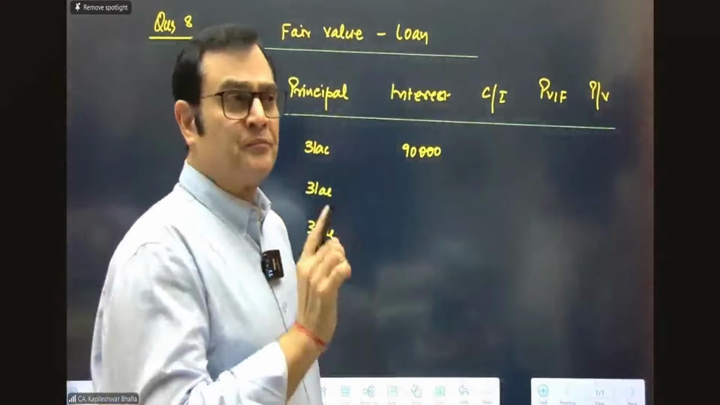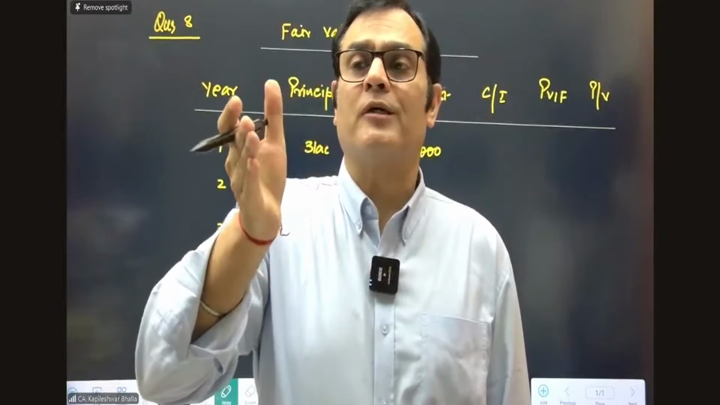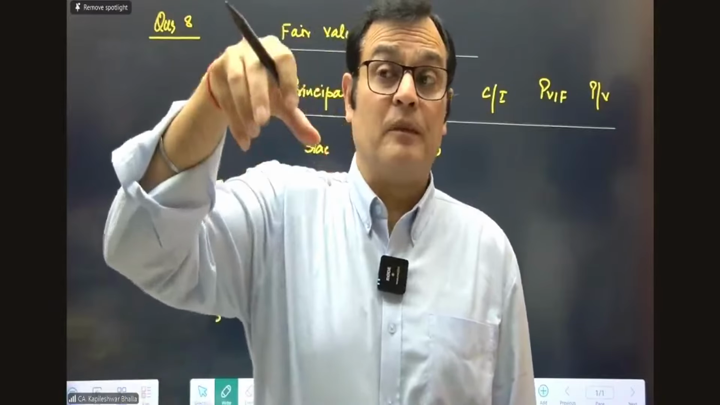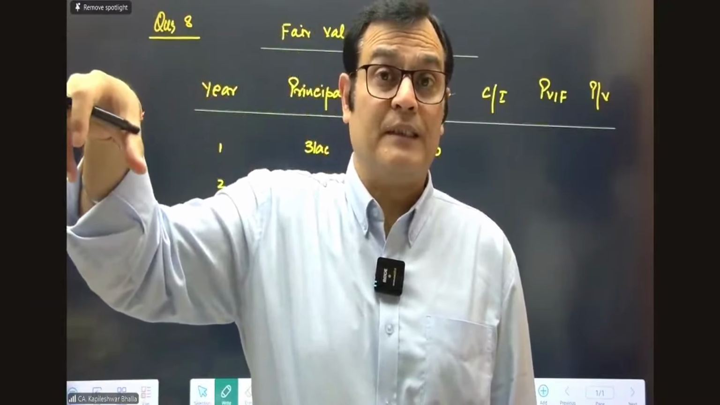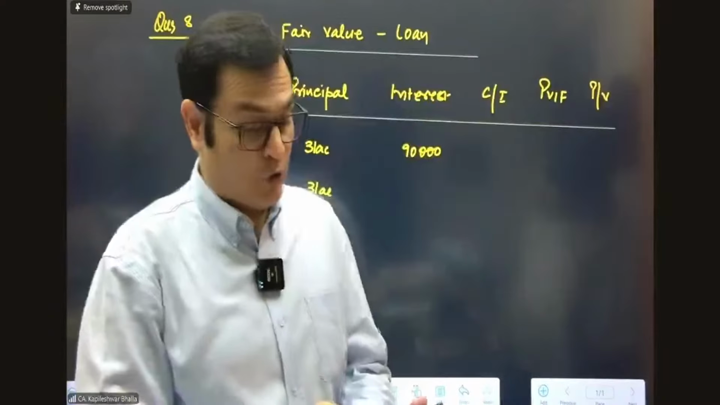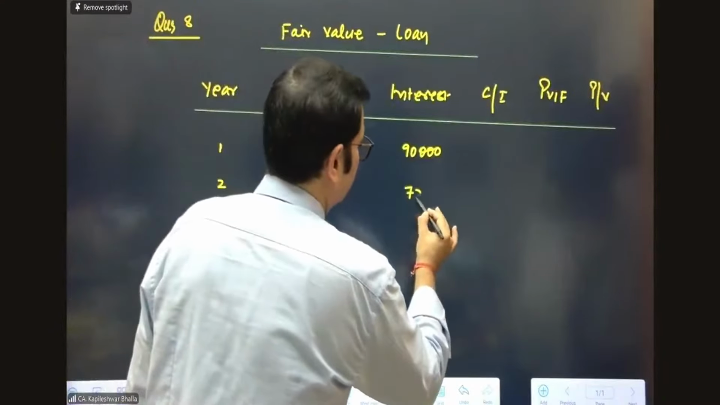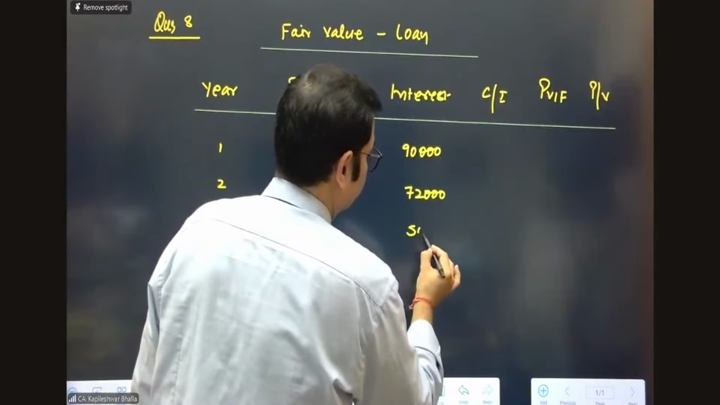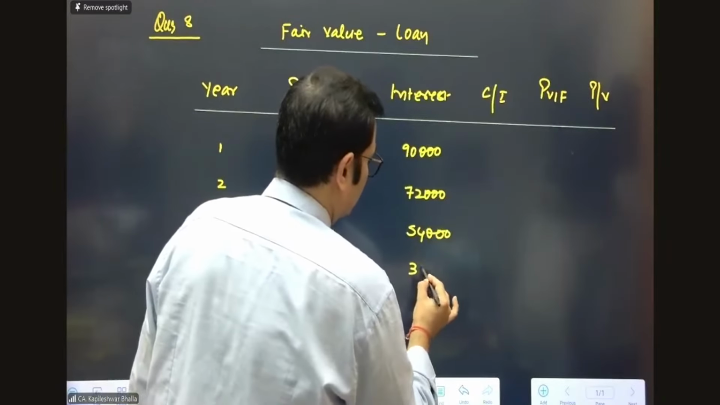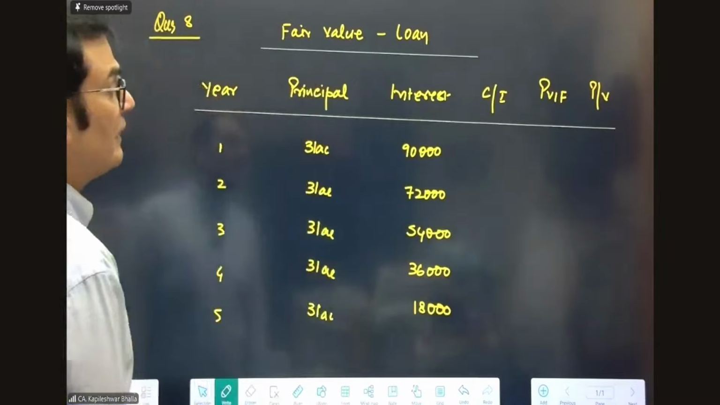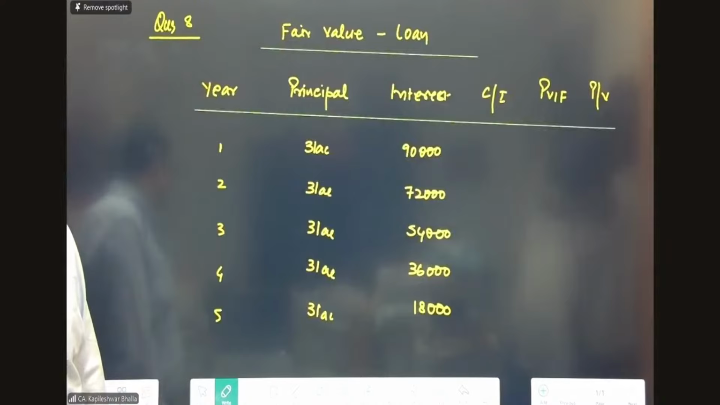Now, what you can do? Since the principal repayment is taking place in 5 equal installments, can I say your interest will also get reduced 1/5 every year? Just go with the logic that if the principal repayment is getting reduced 1/5 every year, so would the interest as well. So we reduce 1/5, that means 18,000. So keep making a reduction of 18,000 every year. That becomes 54, that becomes 36, and that becomes 18. So this is the principal and the interest collections by the employer.